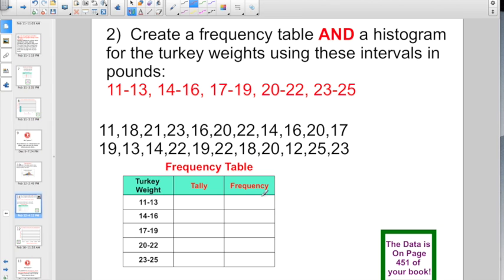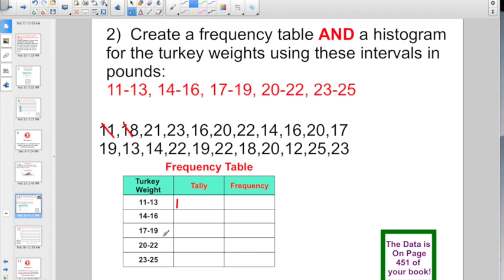So to start off with the frequency table, I'm going to need at least 1, 2, 3, 4, 5, 6 lines, right? And we talked about making those blue lines on your paper work for you. I'm going to label it turkey weight, then tally, then frequency, right? The data again is on page 451 of your book, and I'm going to start charting it all out here. So my first weight is 11. So 11 falls between 11 and 13, right? So I'll put 1 tally here.